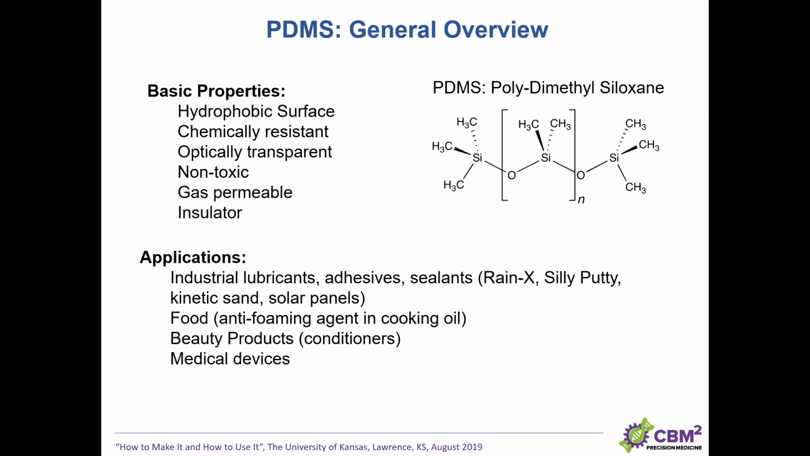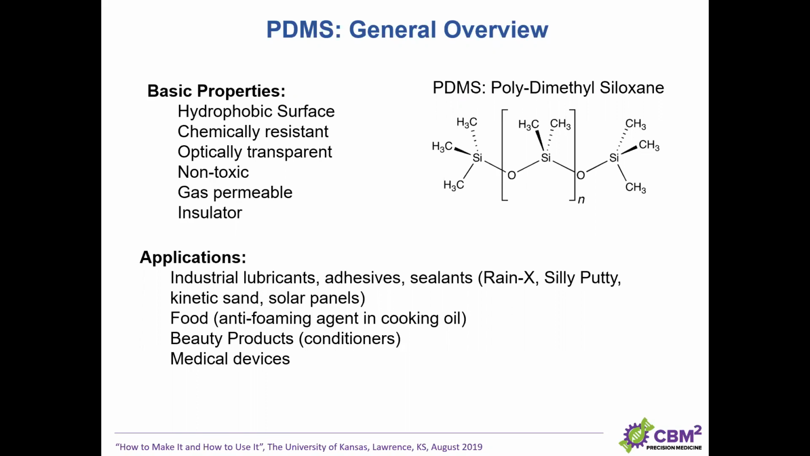And so, a general material overview. PDMS devices are rubbery material with a hydrophobic surface. It's chemically resistant in aqueous environment, optically transparent, non-toxic, gas permeable, and it's also an insulator. By the way, PDMS stands for polydimethylsiloxane.